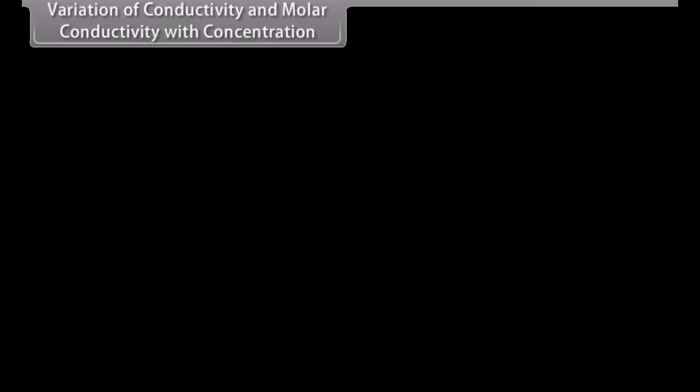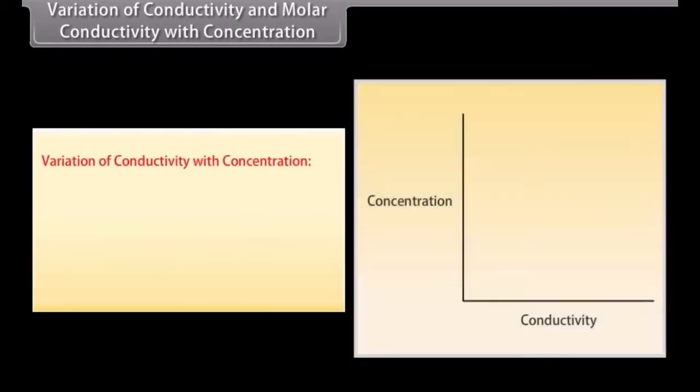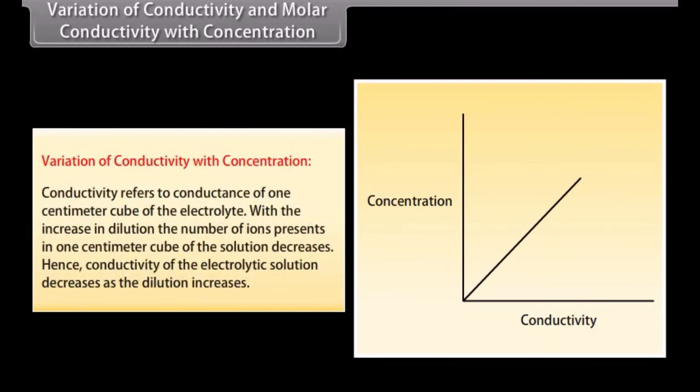Variation of conductivity and molar conductivity with concentration. Variation of conductivity with concentration. Conductivity refers to the conductance of 1 cm³ of the electrolyte. With the increase in dilution, the number of ions present in 1 cm³ of the solution decreases. Conductivity of the electrolytic solution also decreases as the dilution increases.